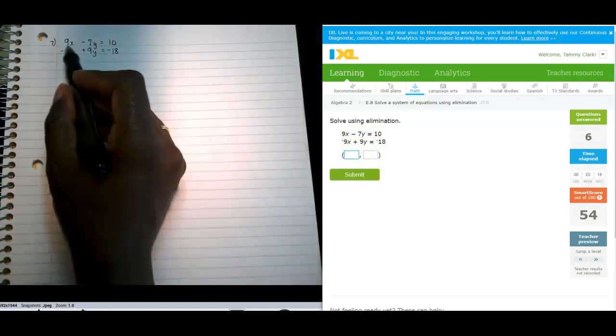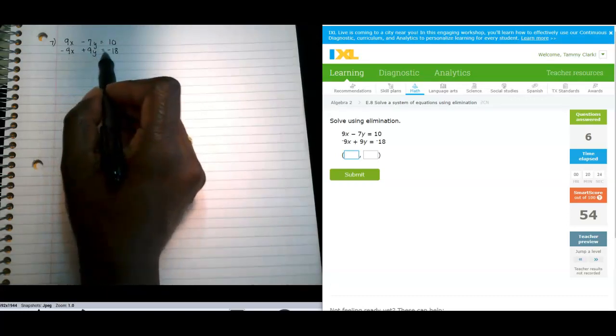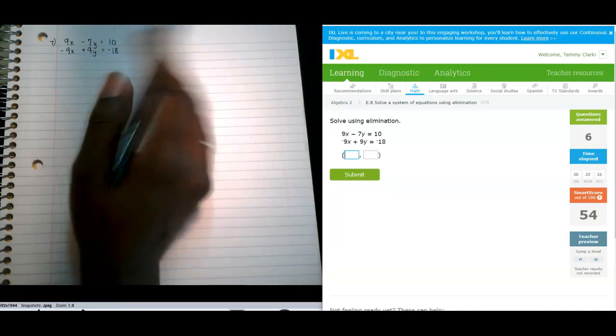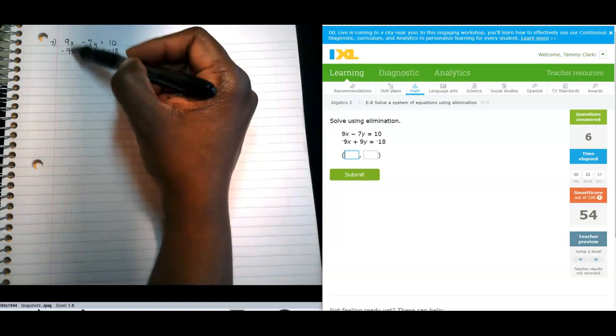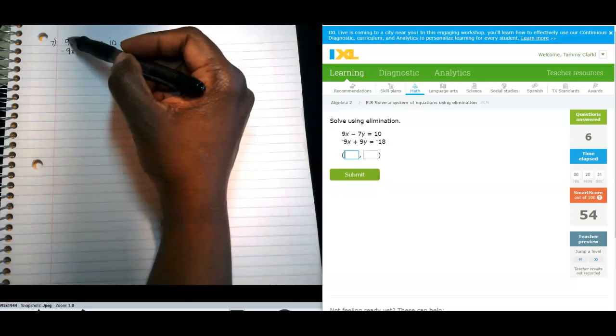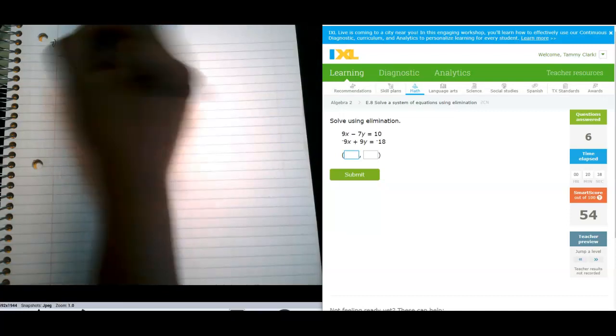Now we have 9x minus 7y equals 10. Added to that is negative 9x plus 9y is equal to negative 18. And the reason why I said added to that is because my coefficients on the next term are the same, 9 and 9, but my signs are opposite. So there's no other multiplication that I need to do. I can just eliminate the x's.